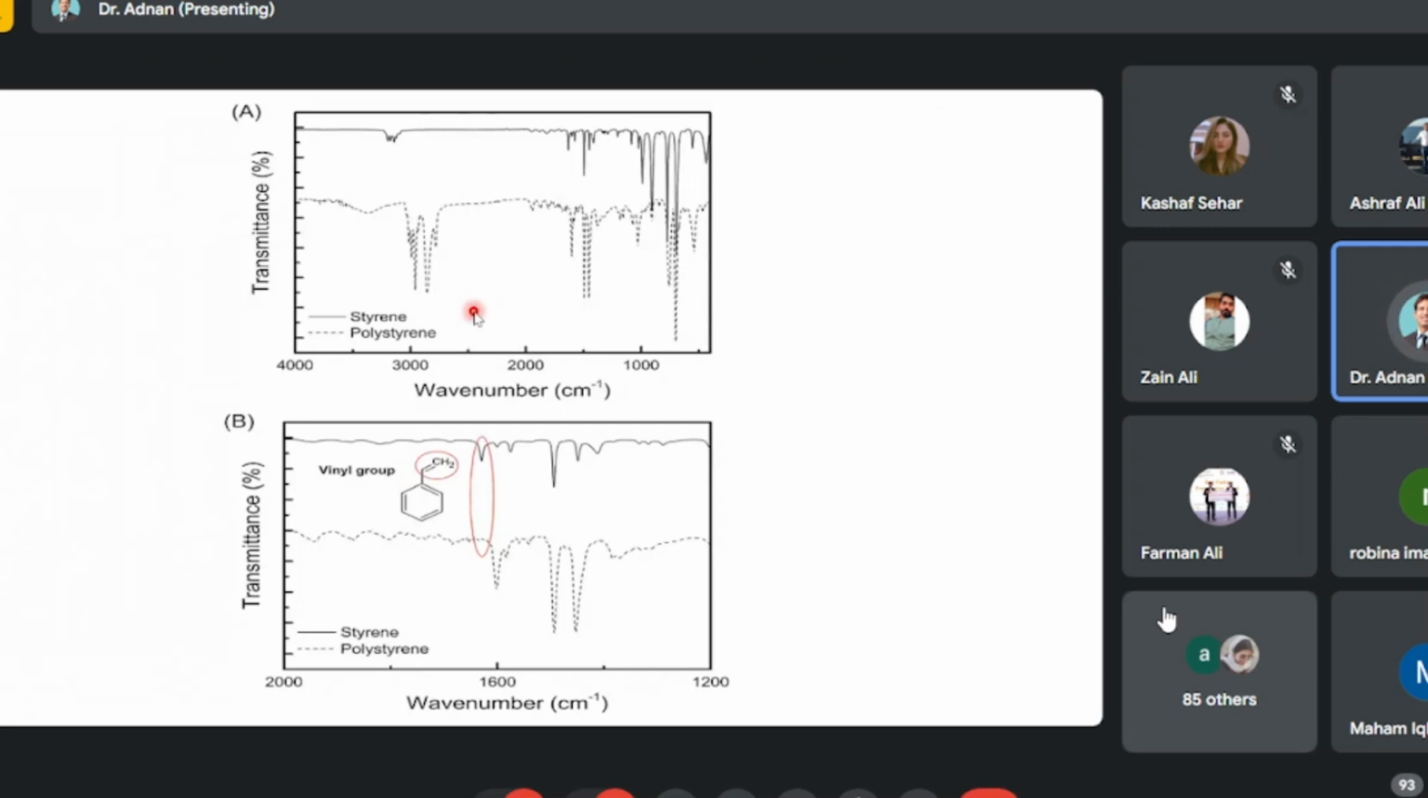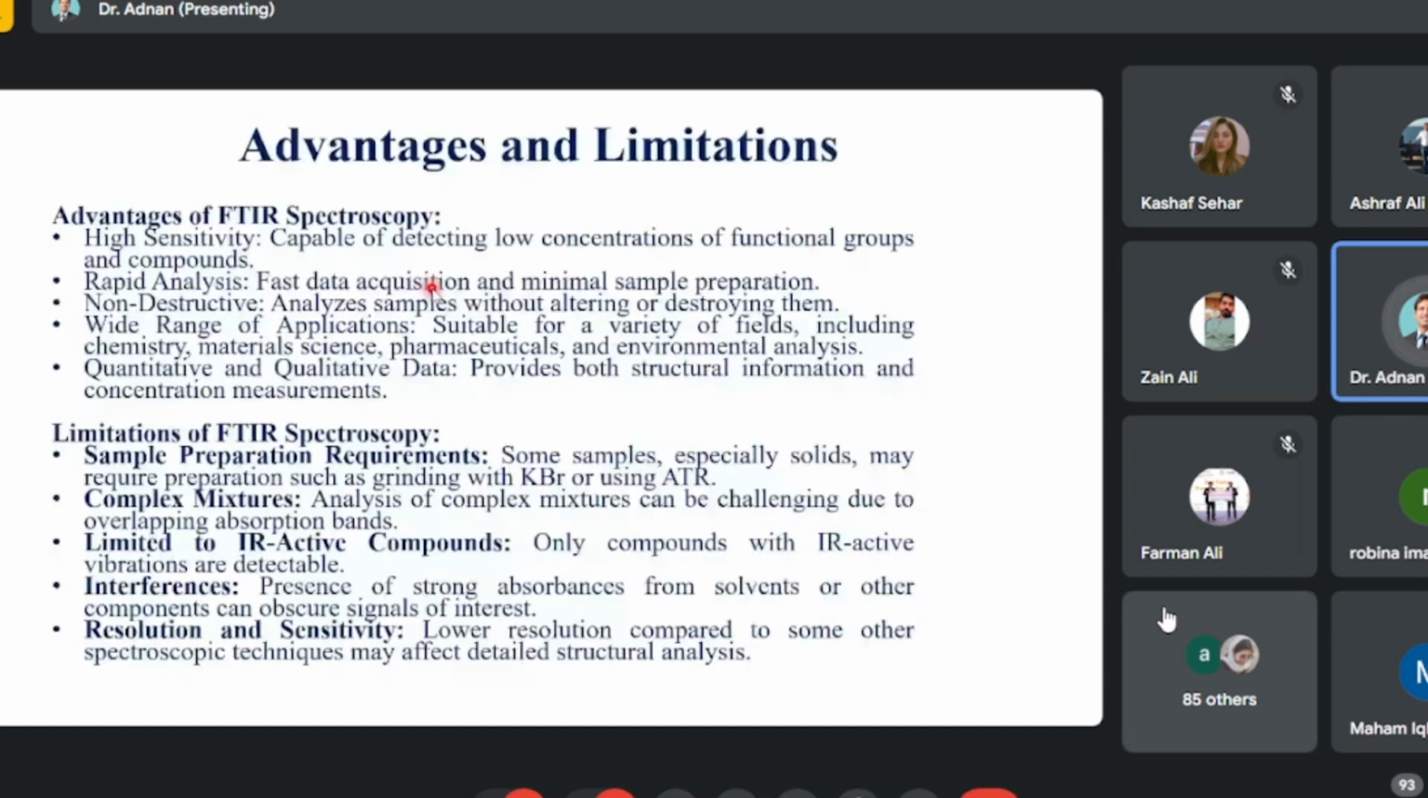With the increasing intensity, it highlights the concentration of functional groups in the compound. It is doing rapid analysis. It is also non-destructive, with a range of applications suitable for a variety of fields, including chemistry and materials. It is highly rapid, and you can use it for qualitative analysis.